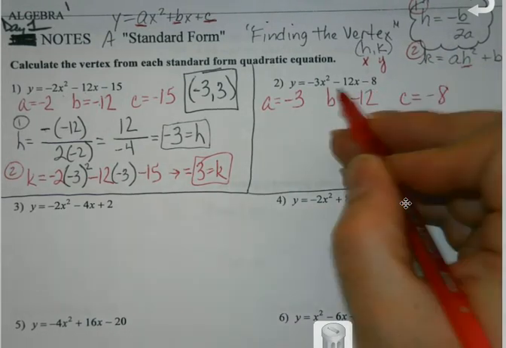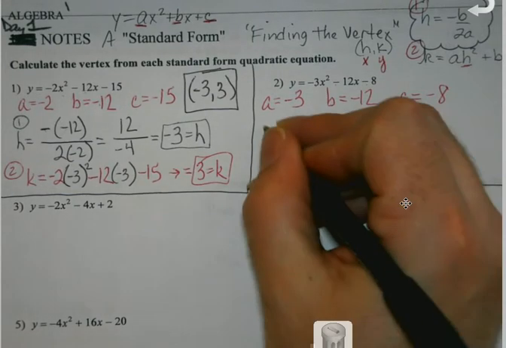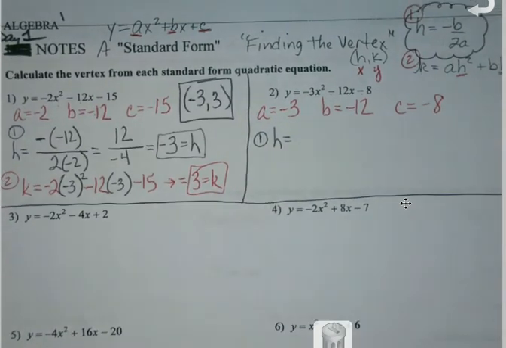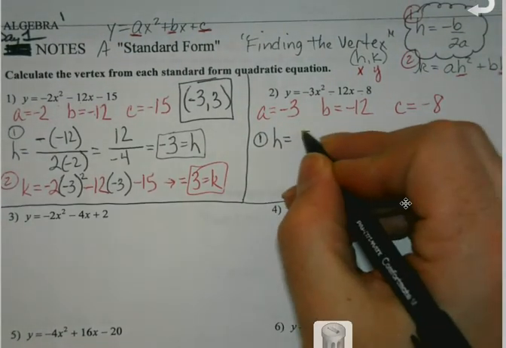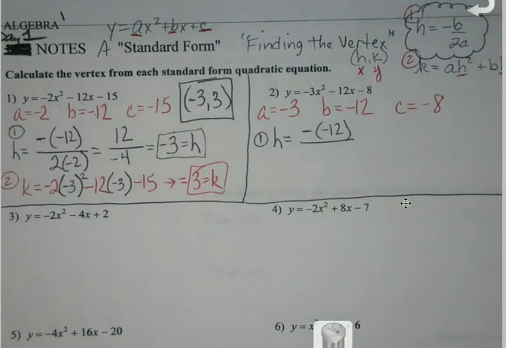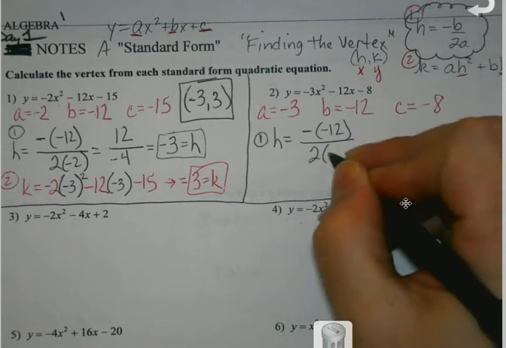And I got to make sure with each of these, if they have whether it's a plus or a negative. Okay? If it's a negative, I need to make sure I take that with me. Because once I get that, my h value is just negative b over, I second that, 2a.